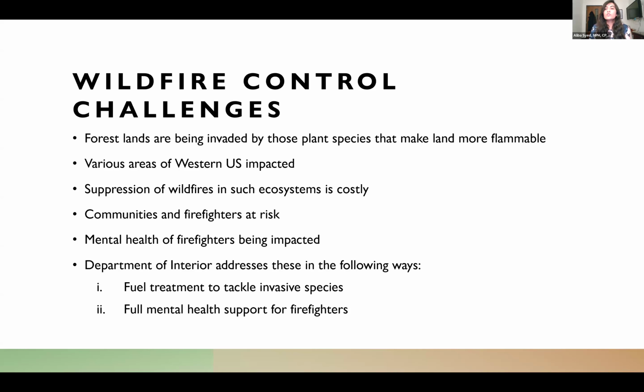They are also fast moving, so they put both the communities and wildland firefighters at risk. The increasing frequency and intensity of wildfires also have negative impacts on wildland firefighters. Research suggests that firefighters are at an elevated risk for mental health impacts due to both their work environment and the increased number of wildfires. The Interior is addressing the challenges that come with invasive plant species by providing fuel treatment. It is also fully committed to providing mental health support to our very hardworking firefighters.